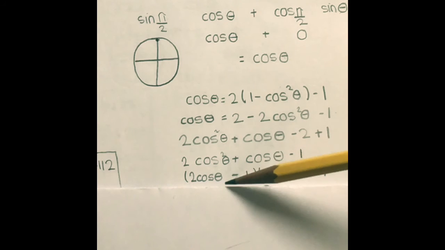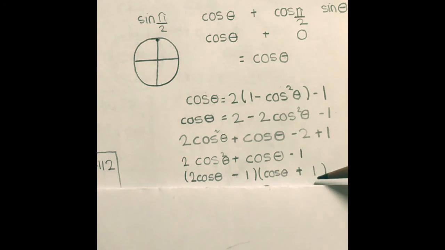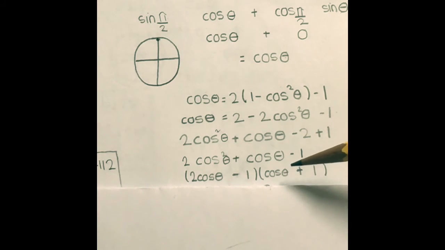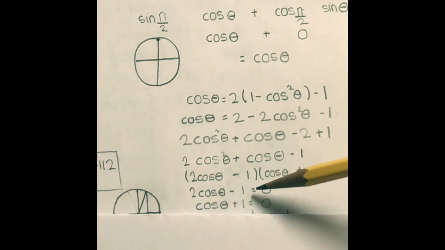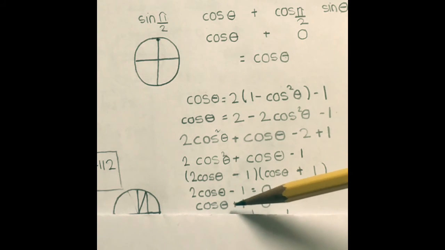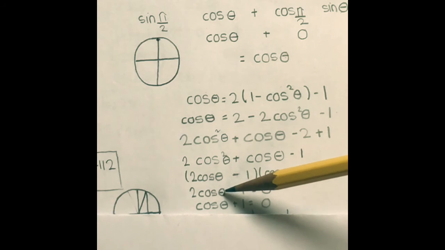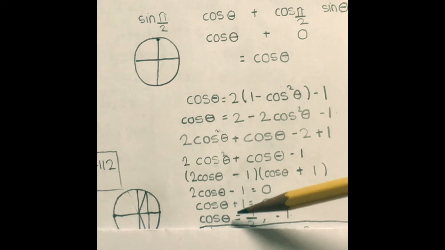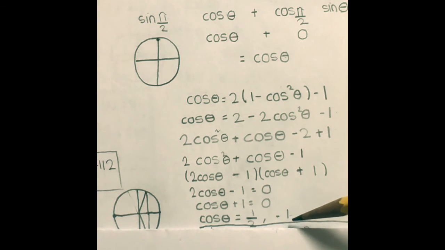Once we factor, we have 2 cosine theta minus 1 times cosine theta plus 1. We then write each of these as individual expressions equal to 0. So we have 2 cosine theta minus 1 equals 0, and cosine theta plus 1 equals 0. Cosine theta in this expression is equal to 1/2. And cosine theta in this expression is equal to -1.